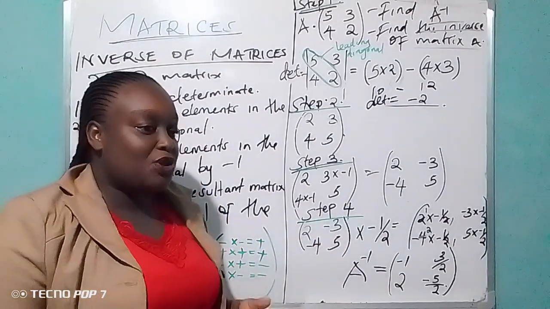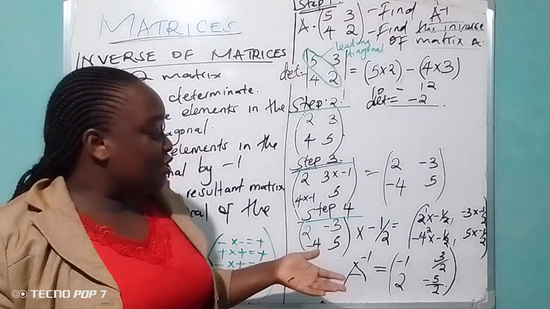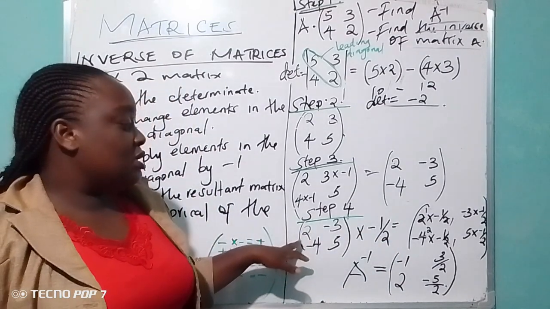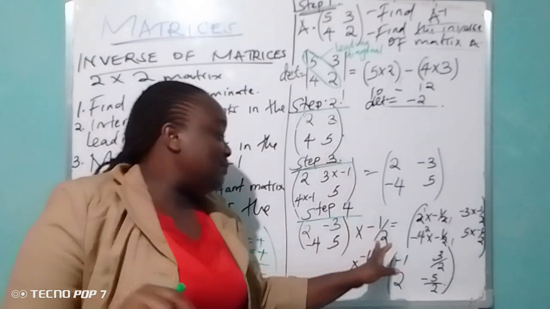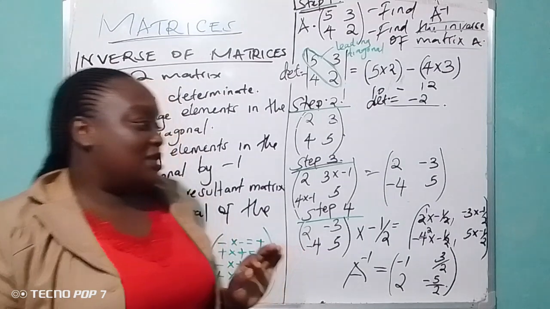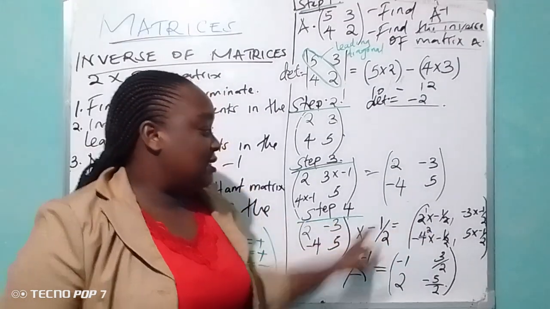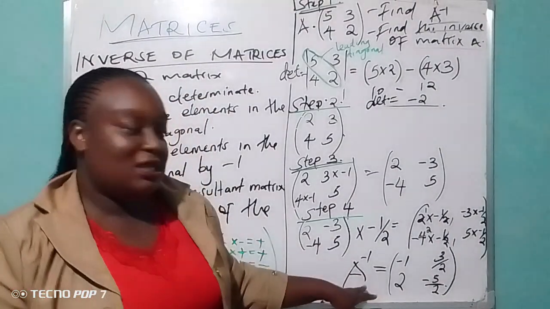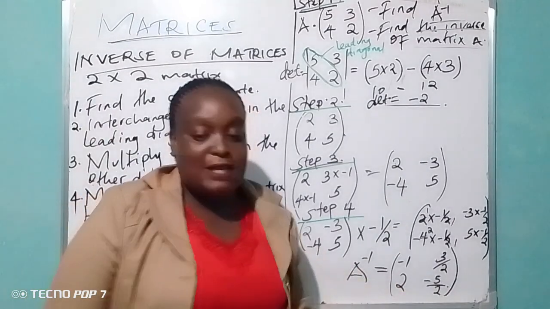And we learned about multiplying a matrix by a scalar quantity. If you want to multiply a matrix by a scalar quantity, you will multiply each element in the matrix by the scalar quantity, sindio? So we multiply each element by negative a half. So tutapata our matrix, which is A raised to negative 1, as that.